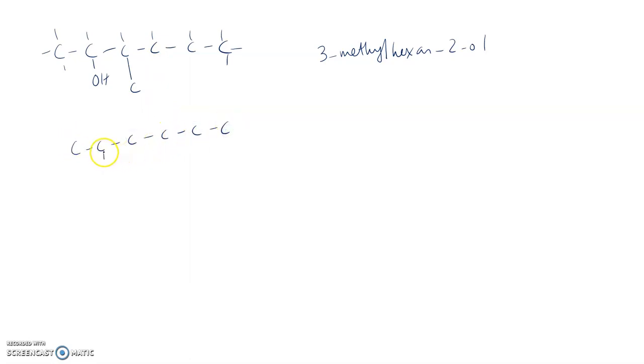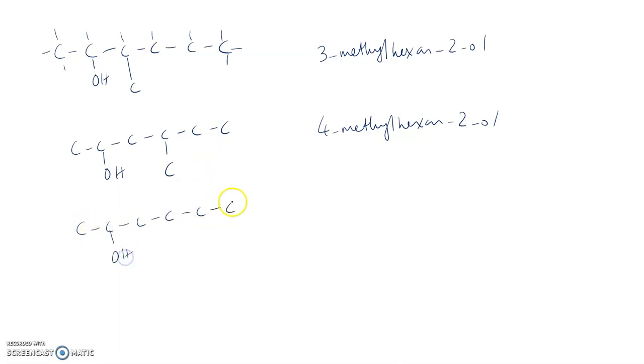I can also put a branch here. See, so many options to go. I can put a branch here, so this becomes 4-methyl hexan-2-ol. If I move it again, it becomes, over here, 5-methyl hexan-2-ol, right? Or I can even put it up here, isn't it?